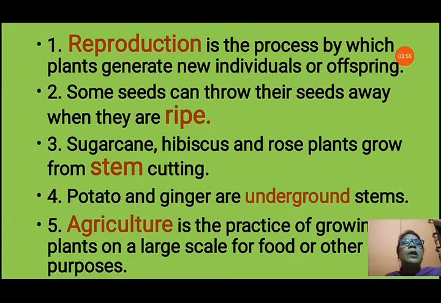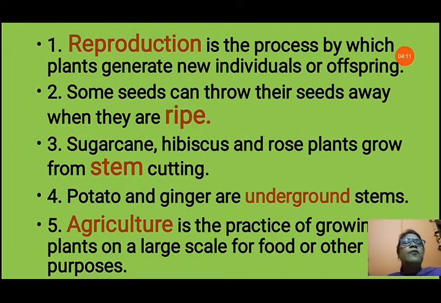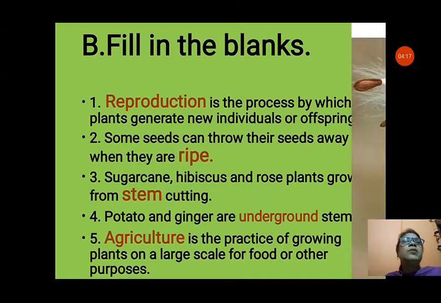Question number 4, potato and ginger are dash stems. We know that potato and ginger are underground stems that can produce a new plant with the help of their buds. Question number 5, dash is the practice of growing plants on a large scale for food or other purposes. We know that agriculture is the practice of growing plants on a large scale. So the answer will be agriculture.